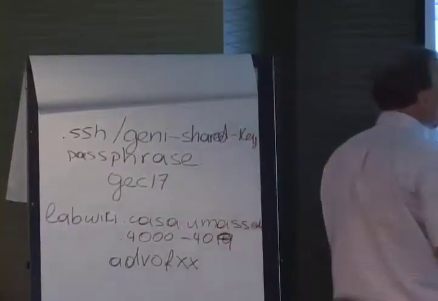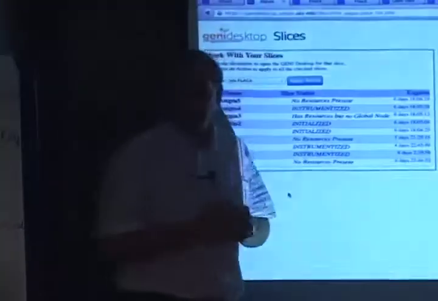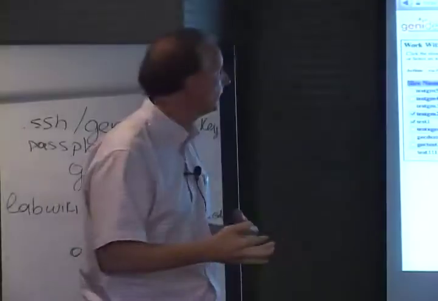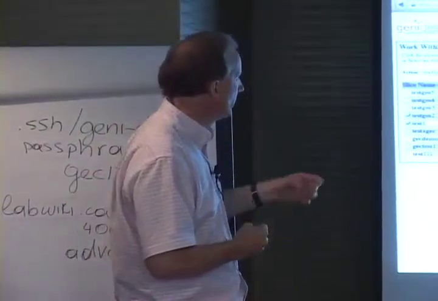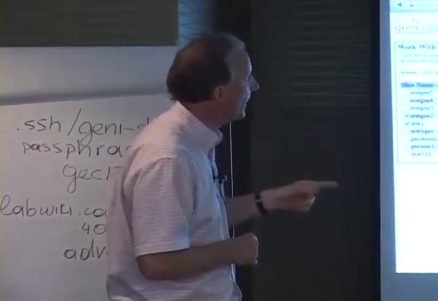Another feature we've added to the Genie Desktop is the ability to create slices. You can actually create a slice. It won't have any resources in it, but you can go ahead and create it. You have to assign it to a project. UK Genie is fine. And you hit create slice.